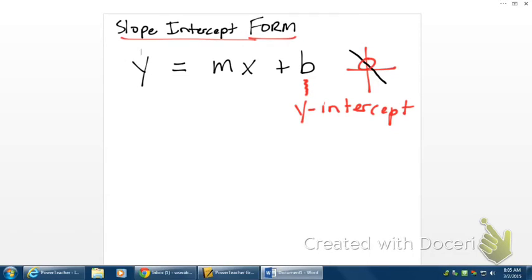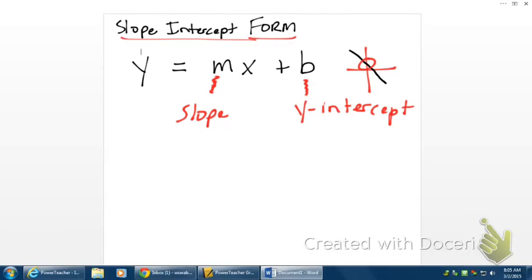Now, what does the m stand for? Slope. Whatever that slope is, that's what that m stands for. So your slope always comes first, then you have your x, then you have your b.